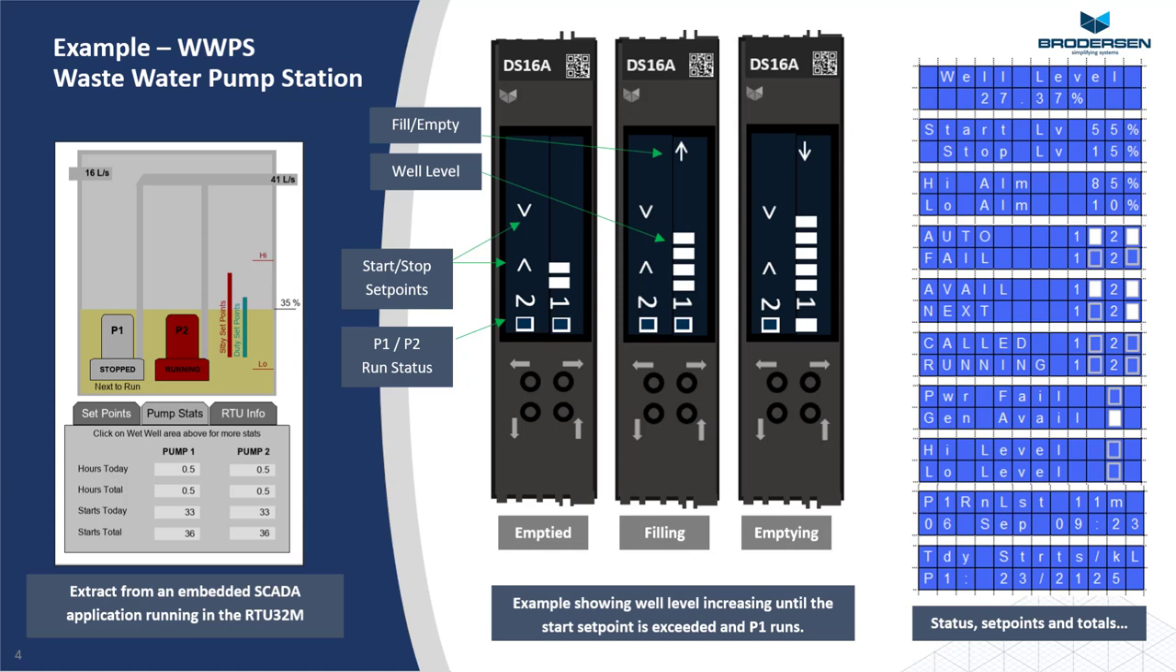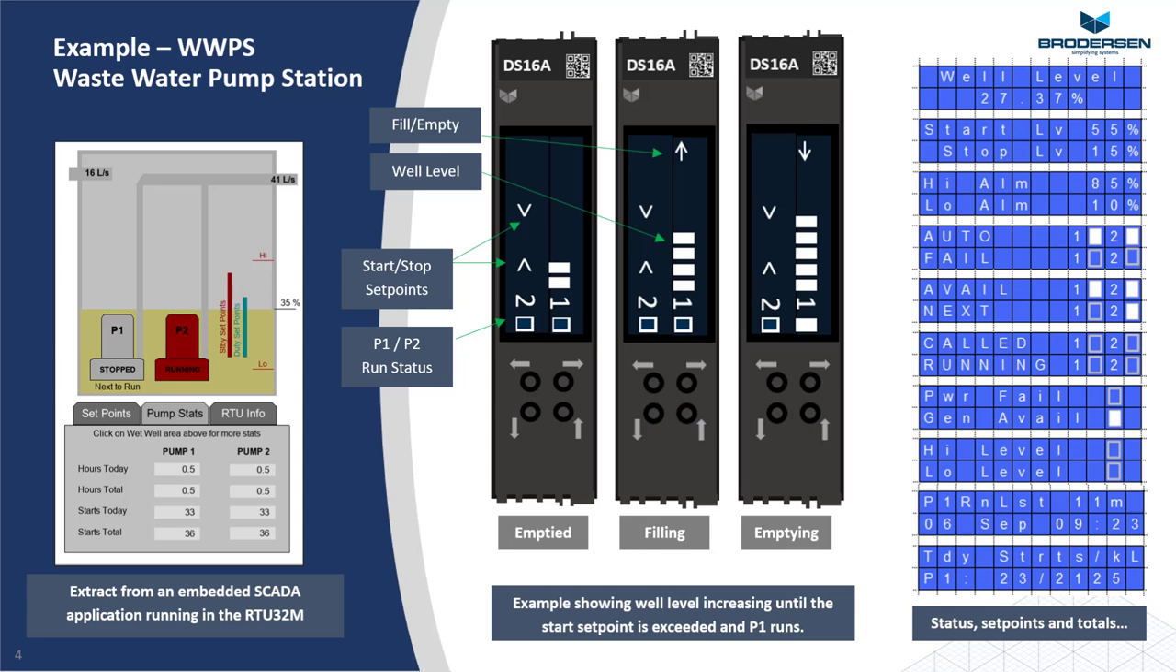Let's now look at a wastewater pump station application. We can take the display panel and use it to show the level of a wet well, the state of pumps, the position of set points, whether the well is filling or emptying, and we can show alarm status information, pump status information, hours run, litres pumped, etc.